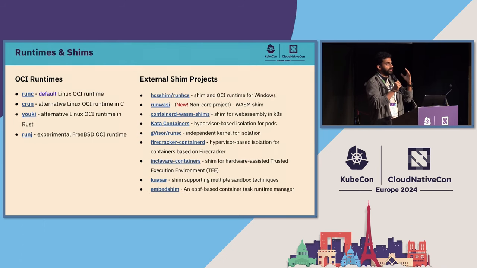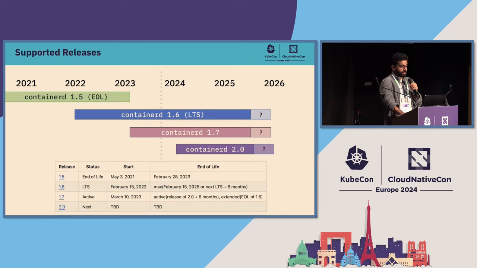Now moving on to the runtimes and shims part, we have the OCI runtimes like runc, which is the default Linux OCI runtime. There are other runtimes that Kubernetes supports, and other external shim projects, for example the HCS shim, which helps to run Kubernetes on Windows, and runwasi and the Kubernetes WASM shims, which are new projects that help to run WebAssembly workloads on Kubernetes.